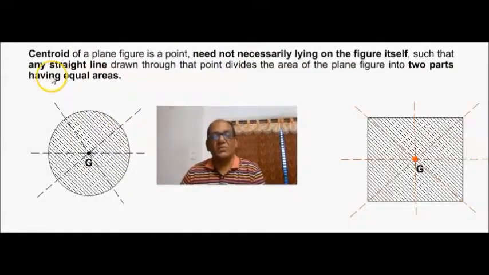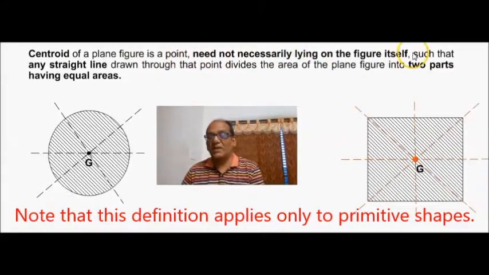Centroid of a plane figure is a point, which need not necessarily lie on the figure itself, such that any straight line drawn through that point divides the area into two parts, and those two parts have equal areas. The thing that you need to focus on is that the centroid is a point. The point need not necessarily lie on the figure itself. Many times it lies there, but it's not necessary that it does.